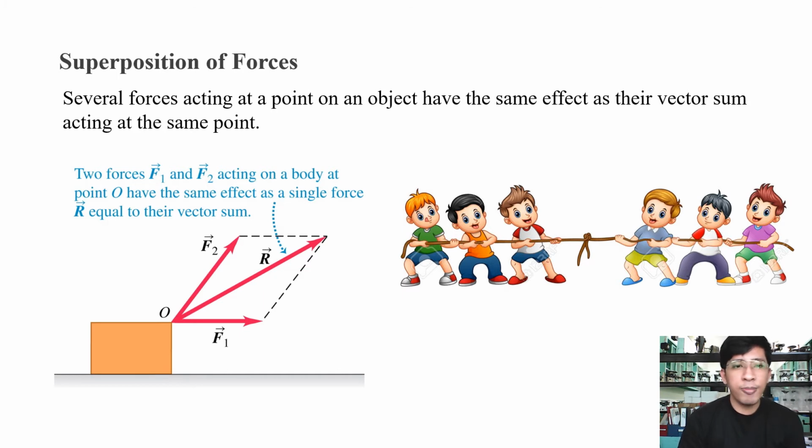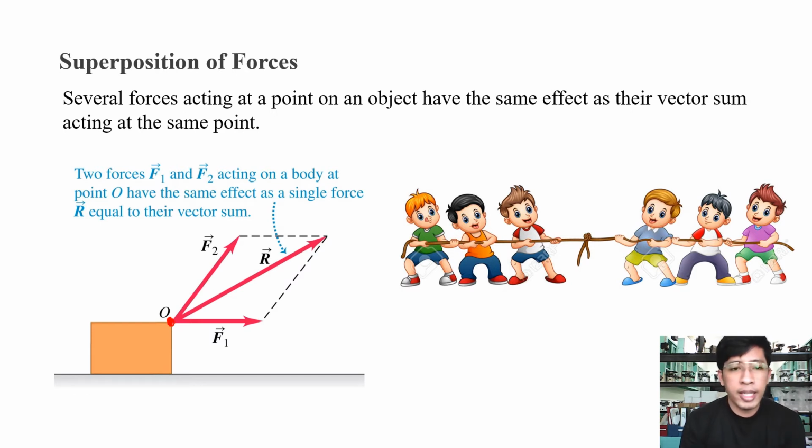So we have this principle, which we call the principle of superposition of forces. What's this superposition of forces all about? When several forces are acting at a point on an object, like say for example here, let's consider this point here at O, it has actually just the same effect as their vector sum acting at the same point.